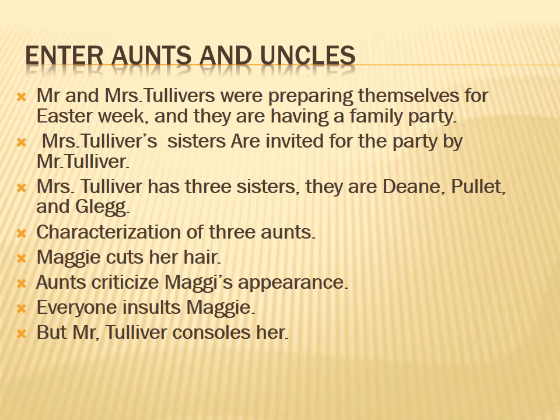Now I am in the fourth chapter. Enter aunts and uncles. In this chapter, we are going to learn much about Mrs. Tulliver's three sisters. The characterization of Mrs. Tulliver's three sisters is the most important thing in this chapter, because they are totally different from one another. So we are going to study that difference and their nature in this chapter.